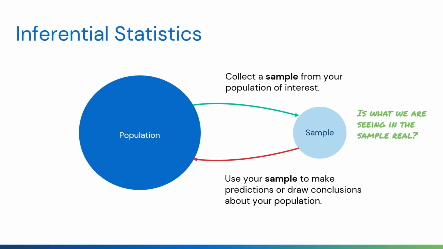And how confident are we that it is real, that it represents what's going on in the population? Because again, it's cost prohibitive, too time intensive to collect information from everyone in the population. So this concept of using the sample to represent what's going on in the population and to make inferences, to predict things about the population based on that sample, that's what inferential statistics is about.